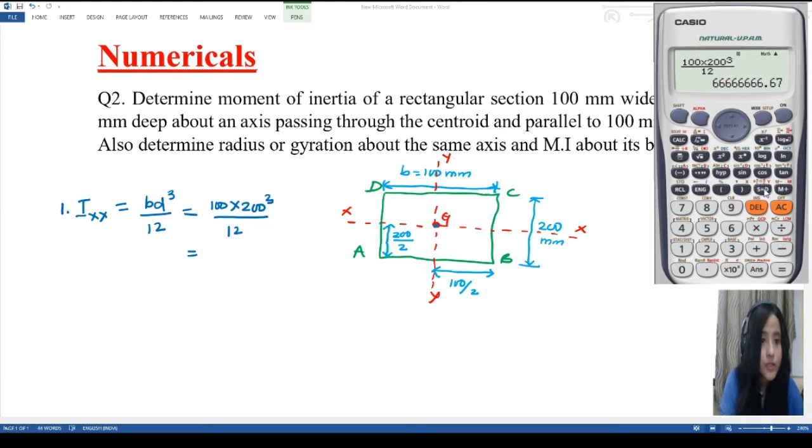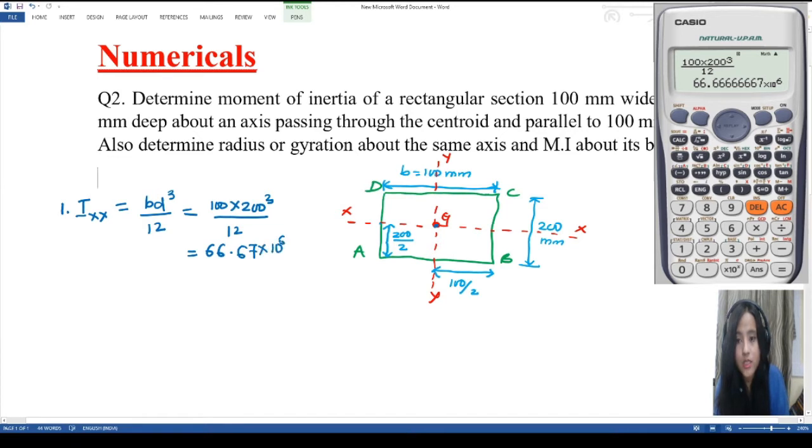So if I do this, it is equal to 66.67 into 10 raised to power 6, 10 raised to power 6 mm raised to power 4, which is the unit of moment of inertia. So the first one is over.